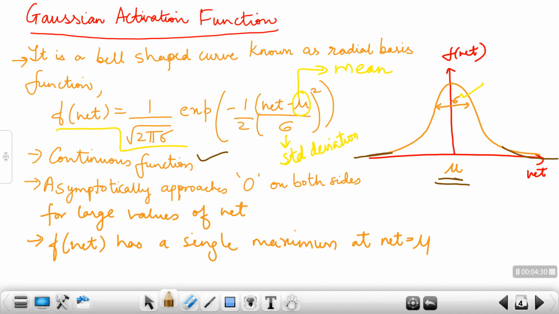So this is what is the Gaussian activation function. It is used nowadays. Earlier it was not much used in artificial neural networks, but now there is something called RBF, radial basis function neural networks. So for RBF nets, etc., this particular activation function is very useful.